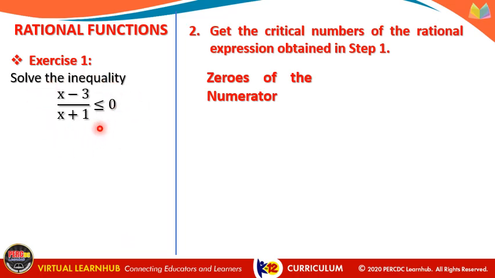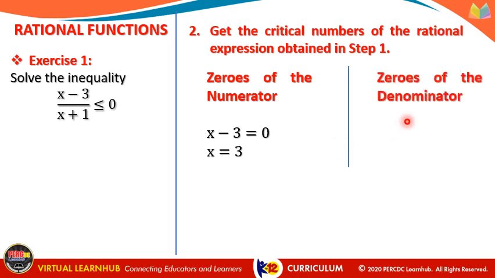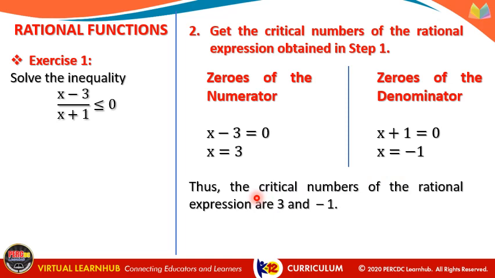Okay. Unahin natin yung zeros ng numerator. Again, our numerator is x minus 3. Equate natin sa 0. Solving for x, we will get positive 3. Let us also get the zeros of the denominator. So, x plus 1, equate natin sa 0. Ang masosolve natin x is negative 1. From here, we can now say that the critical numbers are positive 3 and negative 1.